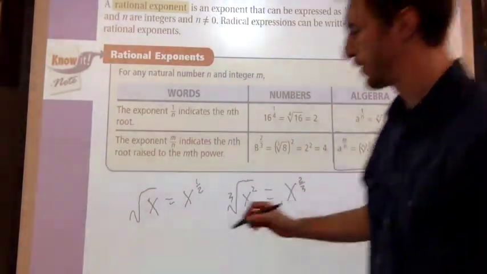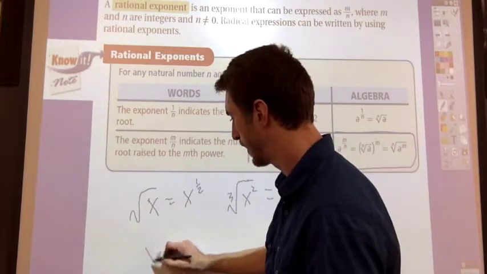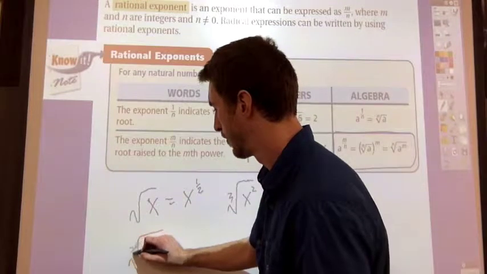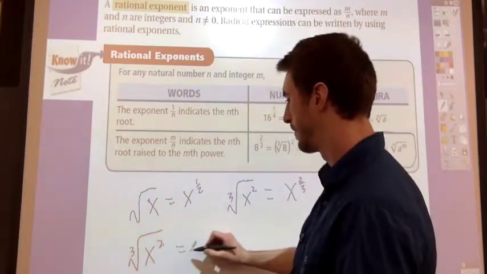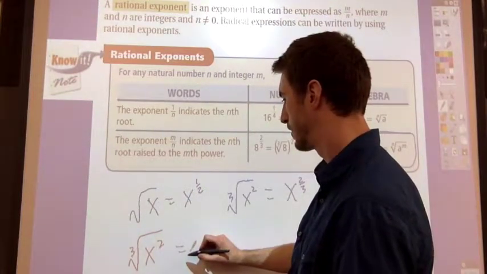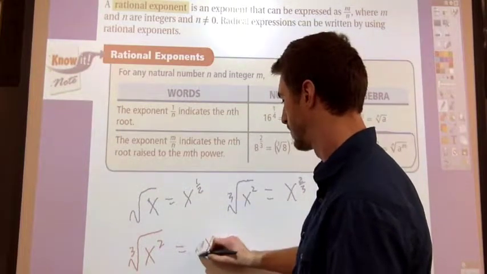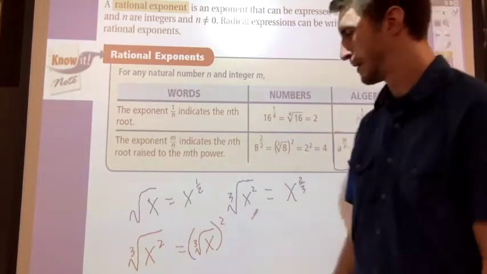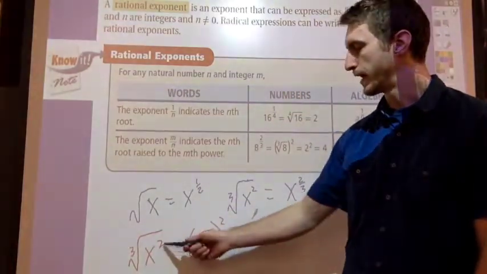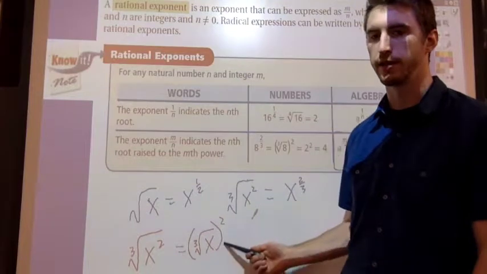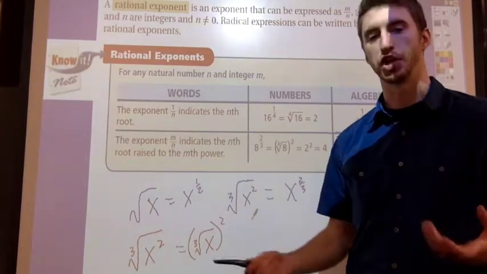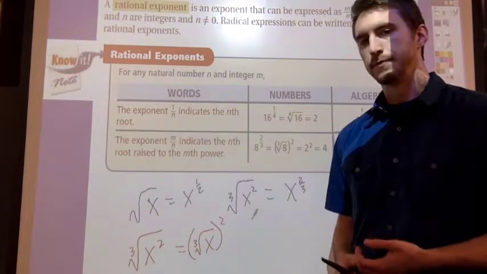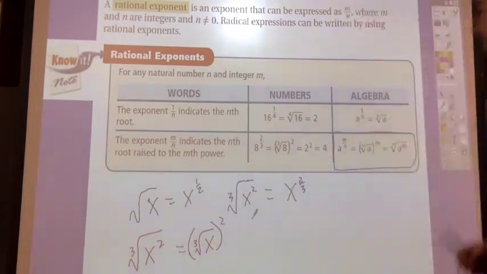So if we have x squared to the third root, that's the same as x to the third root and then all of that squared. It's the same thing. Here I've got my exponent on the inside of my radical, here I've got it on the outside of my radical, but you're going to end up getting the same answer. So we'll do a couple of those.